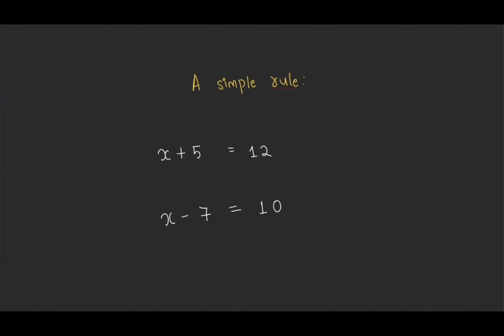A simple rule: when solving addition and subtraction equations, if a number is being added to x, then we subtract it, so that it gets cancelled out and x is left by itself. If a number is being subtracted from x, then we add the number. This will isolate x on the left side, cancel the number, and then we'll be left with the value of x. Addition and subtraction are opposites.